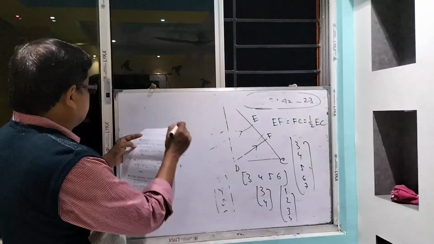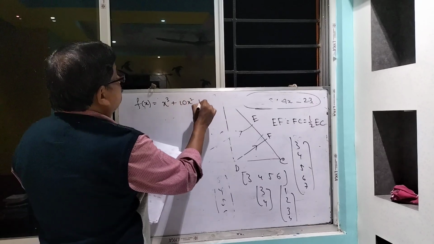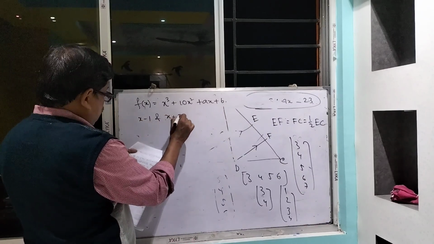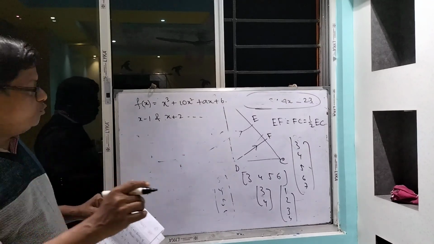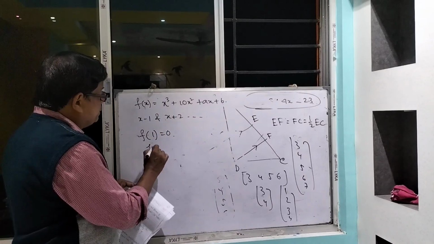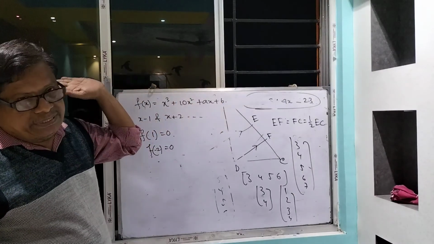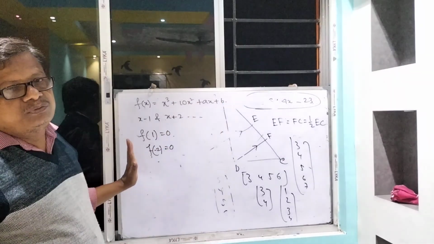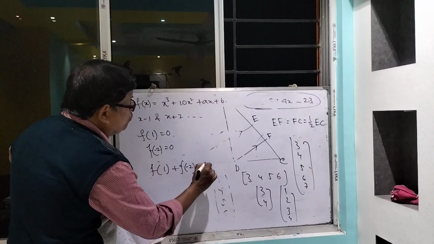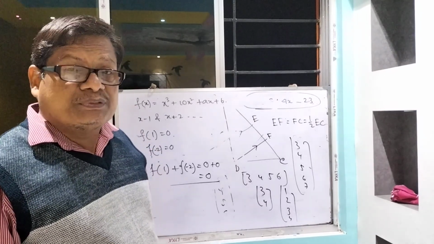Suppose f(x) equals x cube plus 10x square plus ax plus b, and x minus 1 and x plus 2 are factors. Then obviously you know very well f of 1 is always 0, and f of minus 2 is always 0. We need not find a and b here. So f(1) is 0 and f(minus 2) is also 0. Just put the values directly. So f of minus 2 is 0 plus 0, which means 0. The answer is 0, because the option 0 is given.